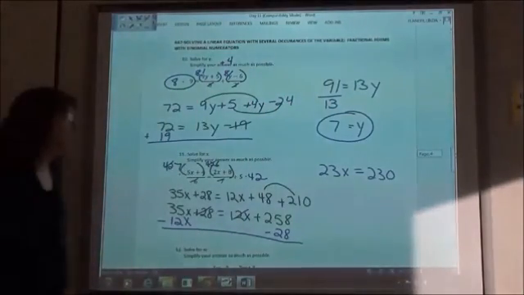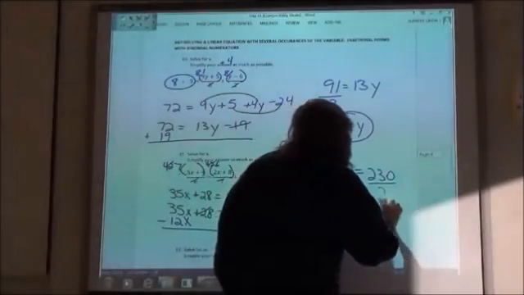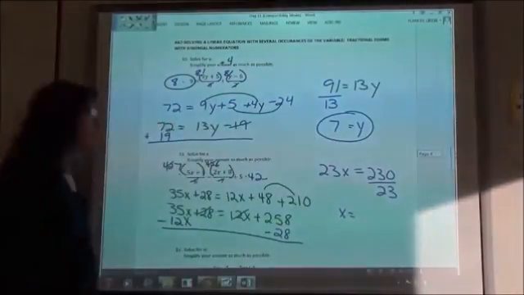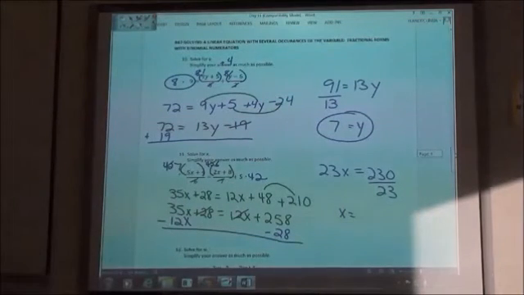So then you divide 230 over 23. Oh, 23 over... Right, which one's in front of the x? That's the one that's always on the bottom. Oh, okay. I better remember that. 23x over 230.